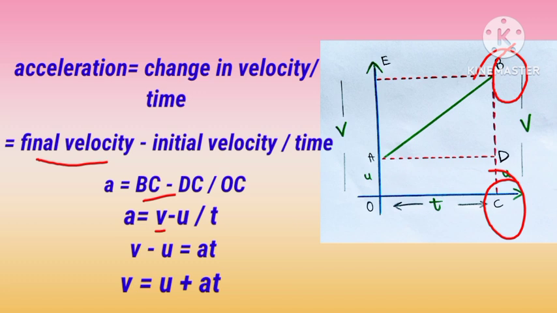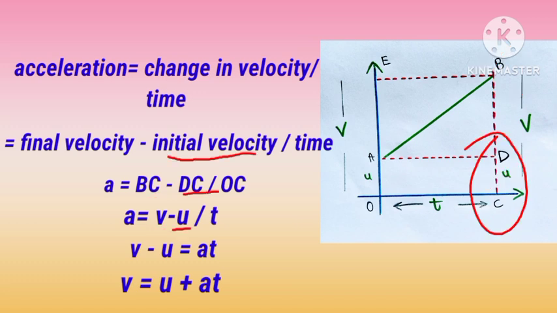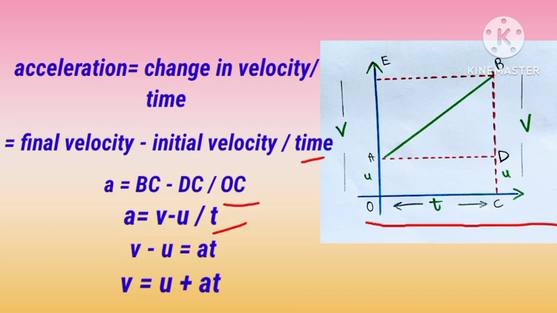Here the final velocity is BC and the initial velocity is u, and the time is OC. So a equals v minus u by t. v minus u equals at. v equals u plus at. This is the first equation of motion. So this was all about the first equation of motion that we have derived by the graphical method using this velocity-time graph.